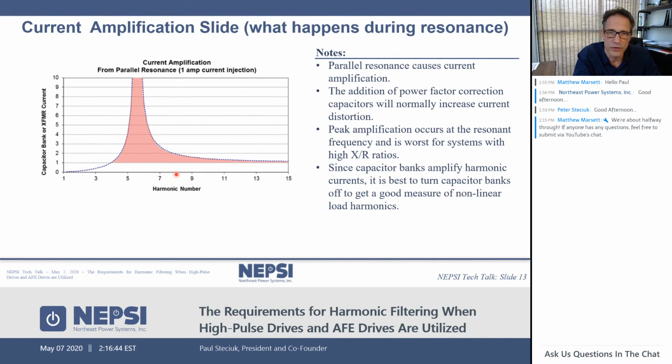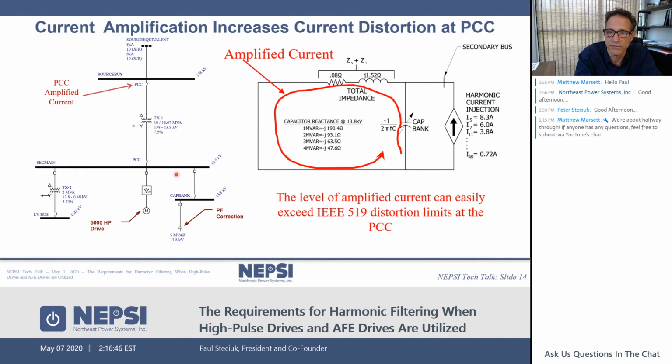So even though an AFE drive or high post drive may be putting out low level harmonic currents, we are amplifying that harmonic current represented by the red zone here, the red arrow. We're amplifying harmonic current in that region. So we have a very low drive output here, but when that flows into this resonant circuit, which is the resonant circuit formed by the metal enclosed cap bank and the source impedance, I get this amplified current.